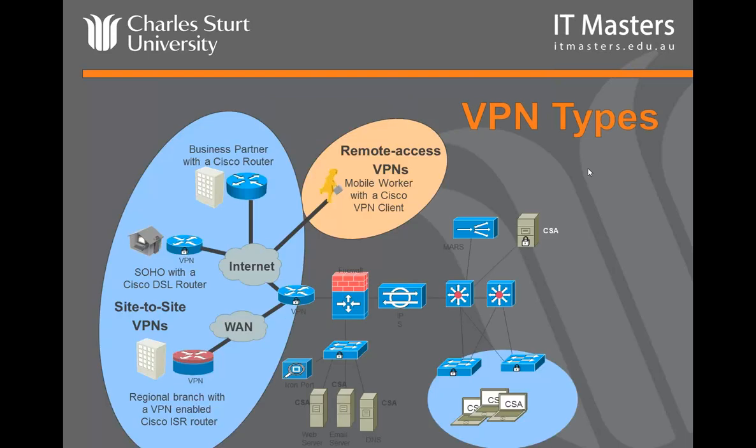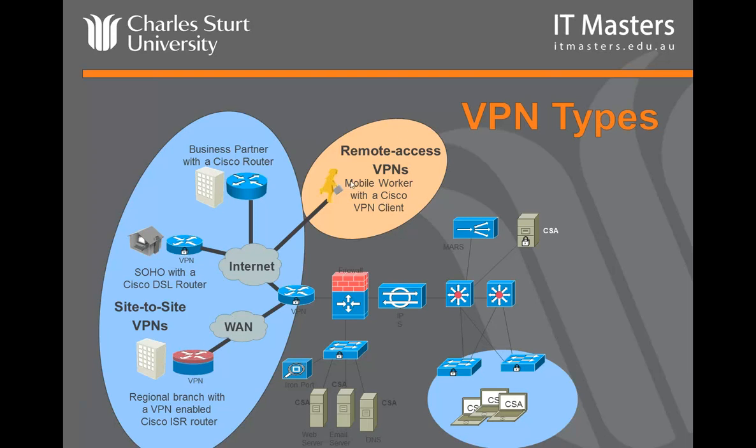So VPN types, what have we got? Basically there's really only the two types. Again, my diagram here is a little bit old, so we've got remote, but what we're trying to show is the two different types of VPNs. So it's simply remote access VPNs and site-to-site VPNs. They're the two main types.